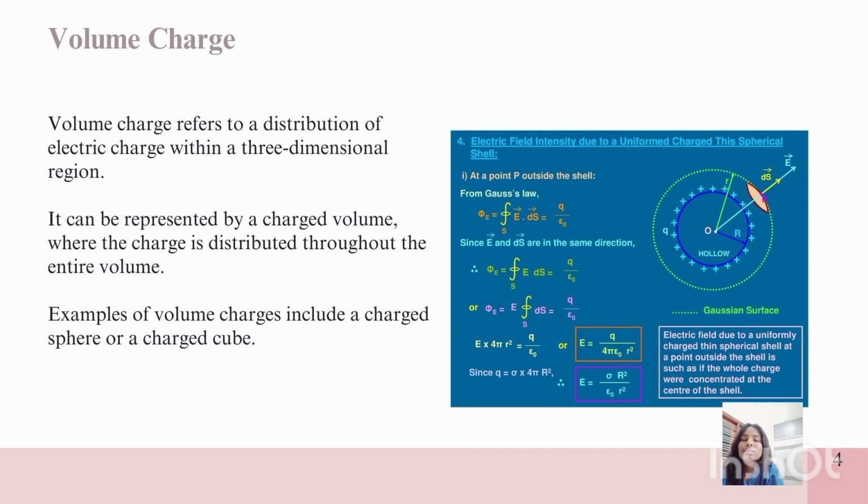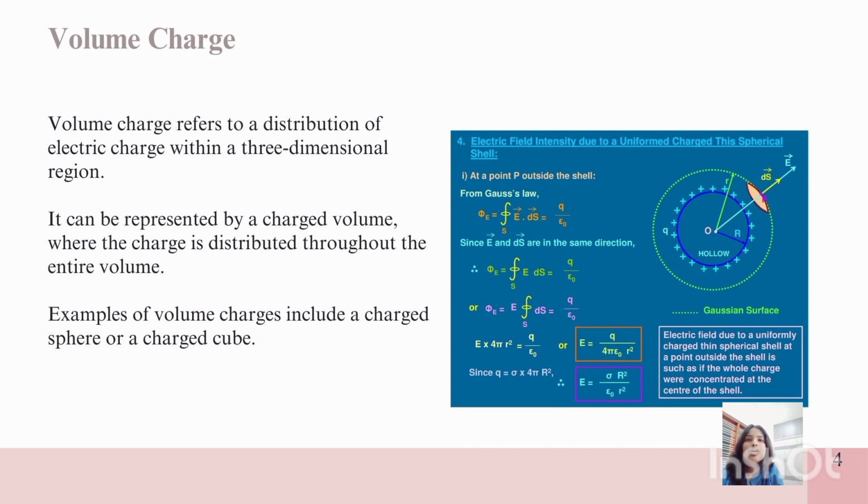Now let's see the characteristics of line charge. Line charge has a linear charge density, which is the amount of charge per unit length along the line. The electric field produced by a line charge is radial and decreases with distance from the line charge. The electric potential due to a line charge varies logarithmically with distance from the charge.